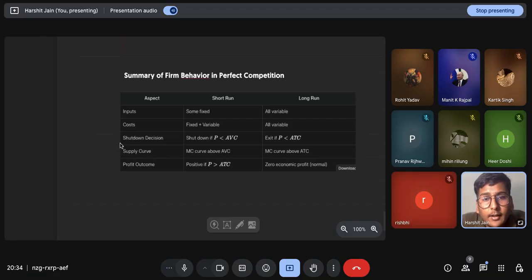Supply curve: in the short run, it is the marginal cost curve above the average variable cost curve that I showed before this. I will share that curve with you in this PPT. The supply curve for the long run is the marginal cost curve above the average total cost. The profit outcome for the short run is positive, when P is greater than average total cost, and in the long run, zero economic profit, normal profit.